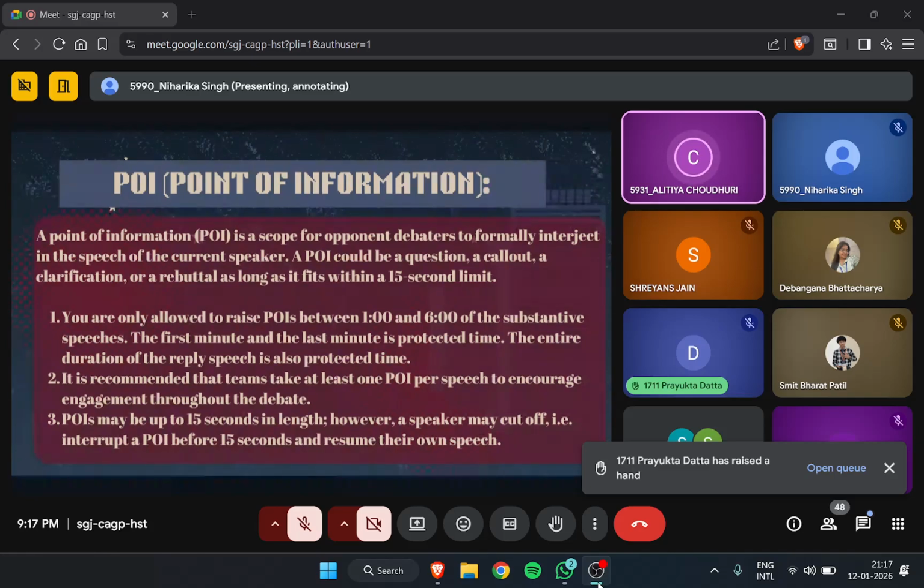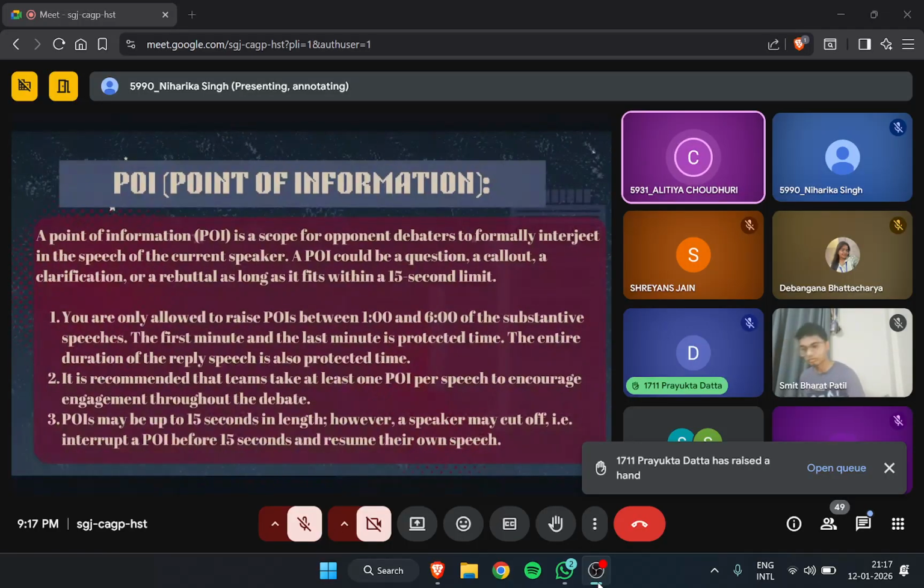So let's say it's an online setting, you are talking and it's the second minute. The other team can raise their hand online in the Google Meet itself. They can text in the chat writing POI, or they can also verbalize that POI, which means they unmute and they say POI, waiting for you to take the POI itself.